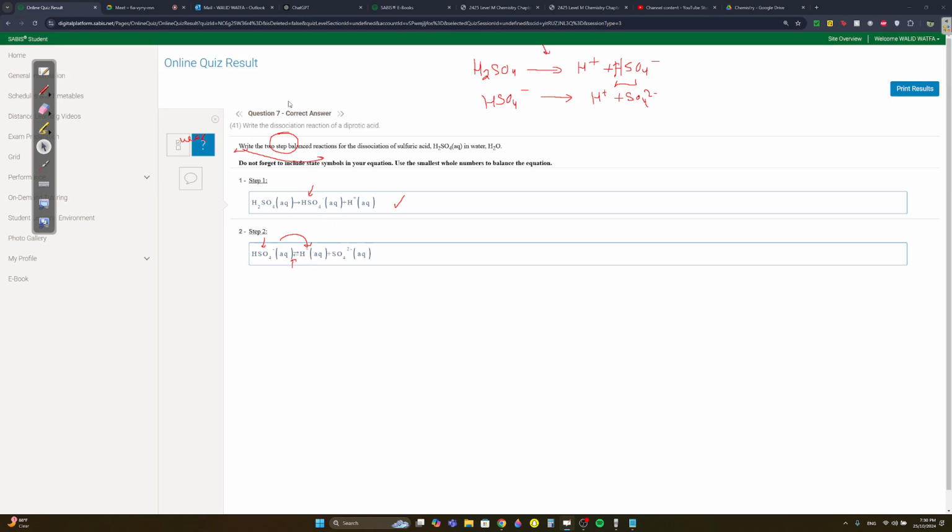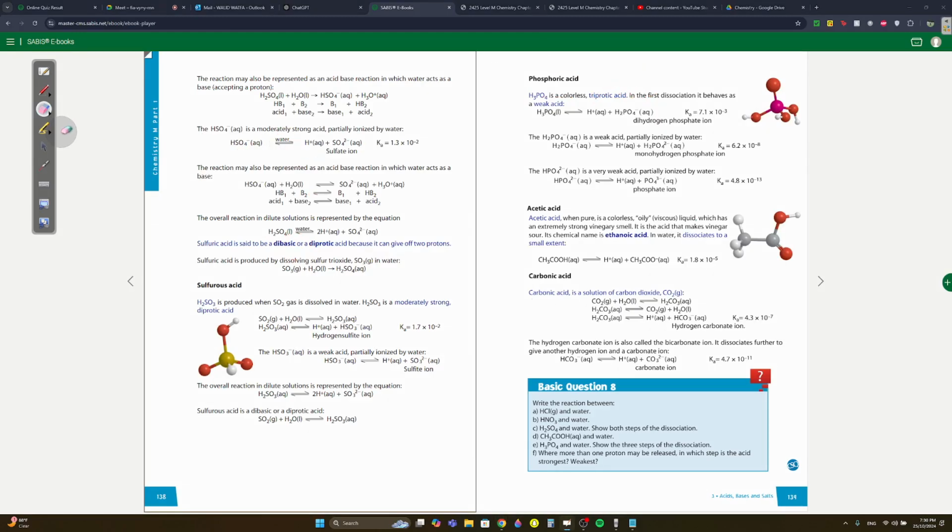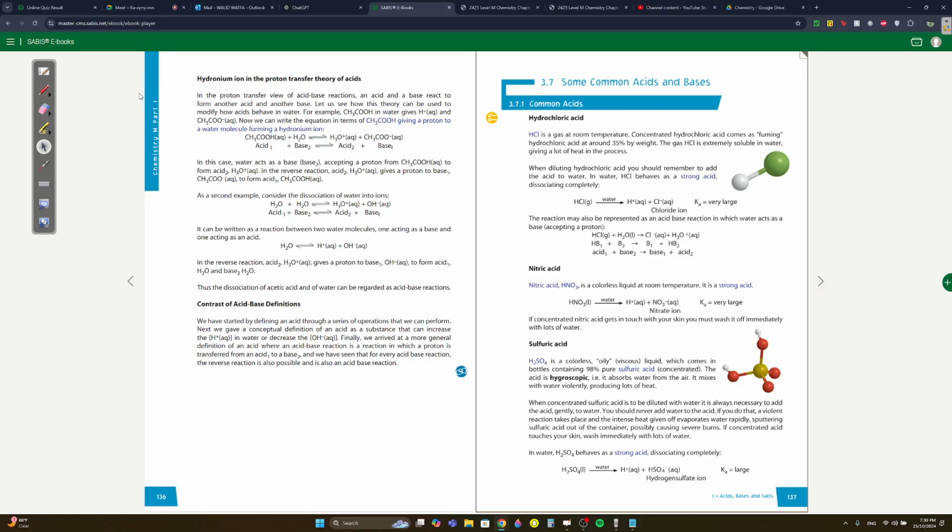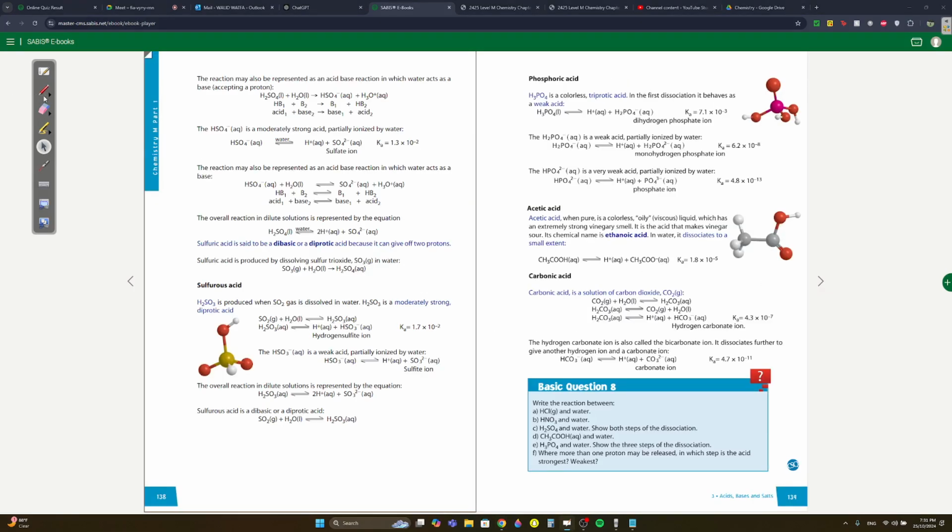SO4 2 minus. It would be a good idea to go through the book for the dissociations of acids, especially the diprotic ones, because they weren't really stressed on. For example, for H2SO4, we said it's this. This is the second dissociation. And then they said this is the overall dissociation.